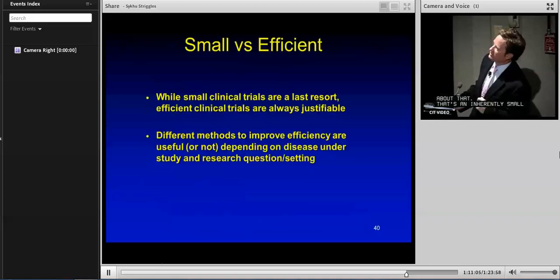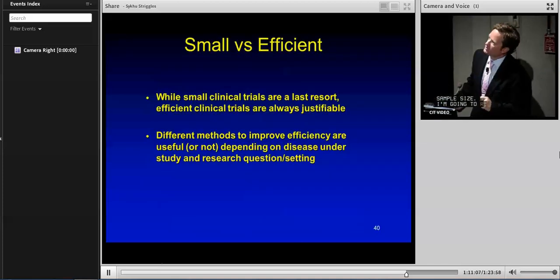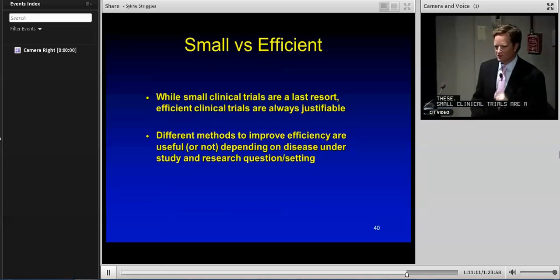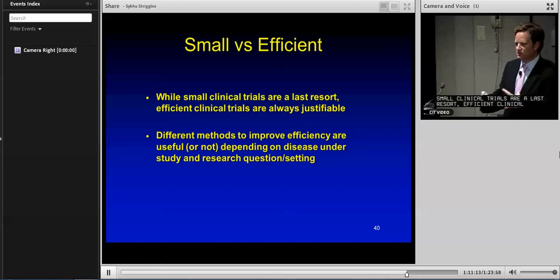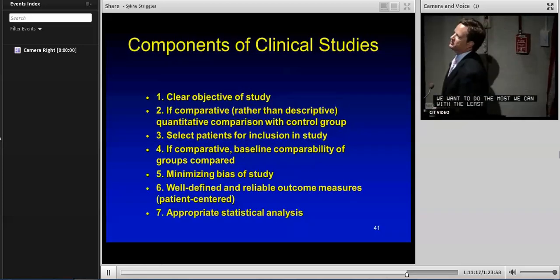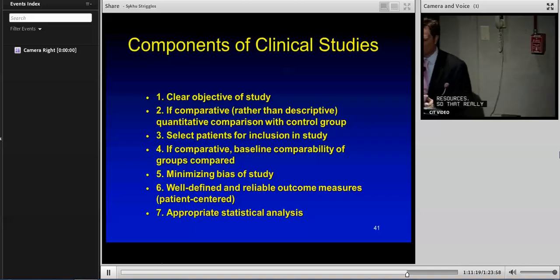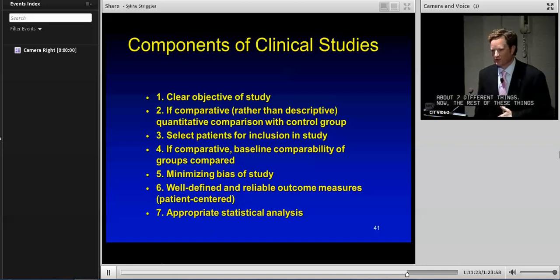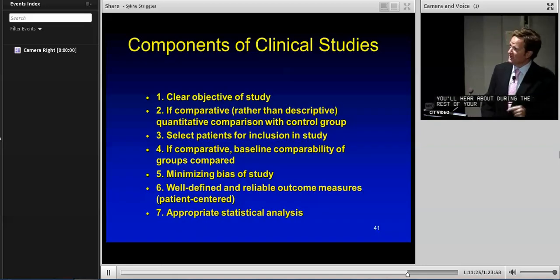So I'm going to run through some of these things. While small clinical trials are a last resort, efficient clinical studies are always desirable. We always want to do the most we can with the least amount of resources. And so that really entails thinking about 7 different things. Now, the rest of these things you're going to hear about during the rest of your lectures during this course. I just went through bullet number 1 today, having a clear objective and a clear research question.